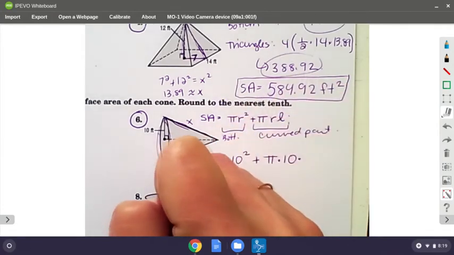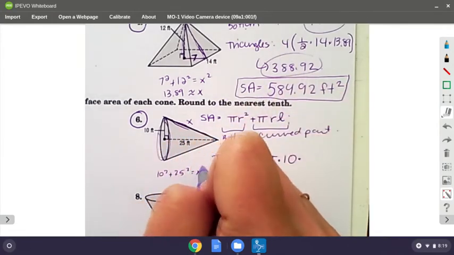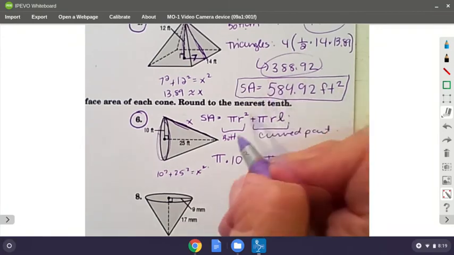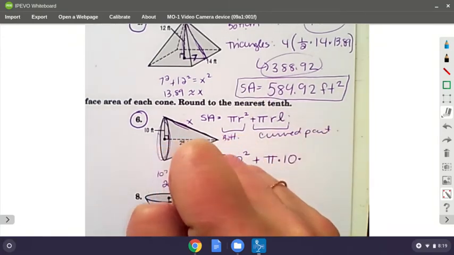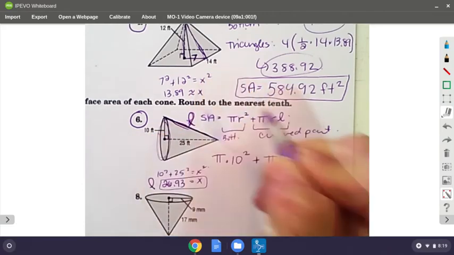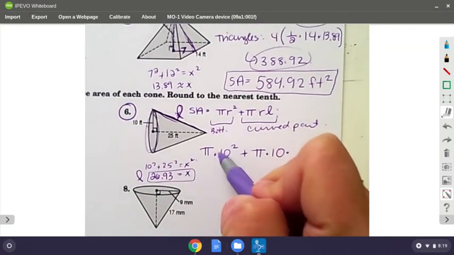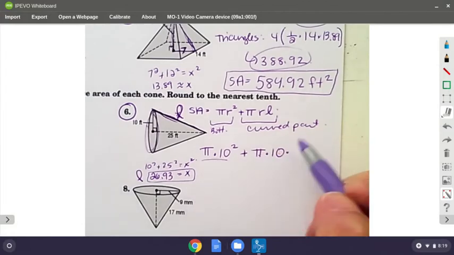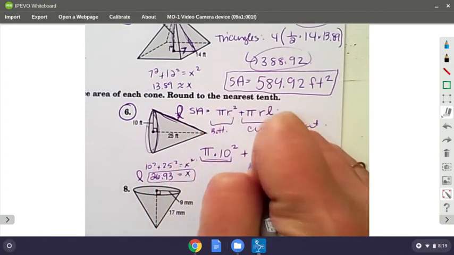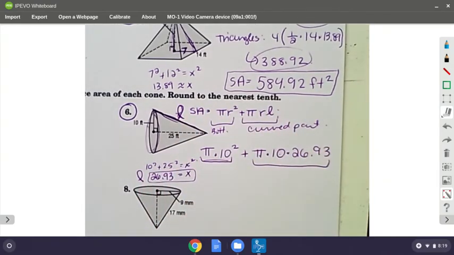So again, we're going to do the Pythagorean theorem. You're going to have 10 squared plus 25 squared equals x squared. So 25 squared is 625 plus 100 is 725. The square root of 725 is 26.93. So this is the slant height. I should have put an L here for slant height. So we have the bottom, and now 10 times the radius times the slant height, which we just found is 26.93. So again, just like the cylinder, you're going to find each part and then add them together.